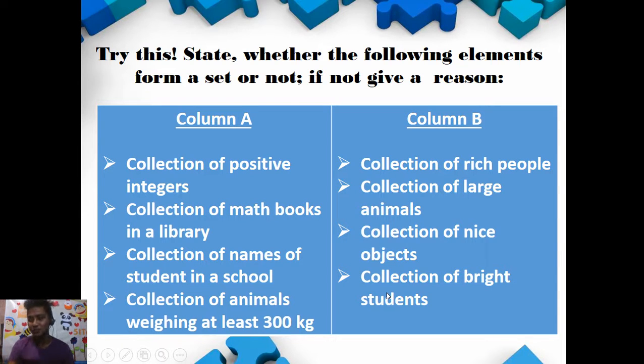What for you is a bright student? For me, bright students are the ones who are learning and not bookish. And maybe for you, bright students are bookish. So we have different definitions of bright students, and so a collection of bright students will not define a set.